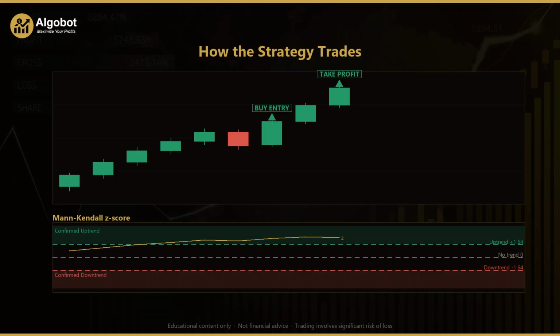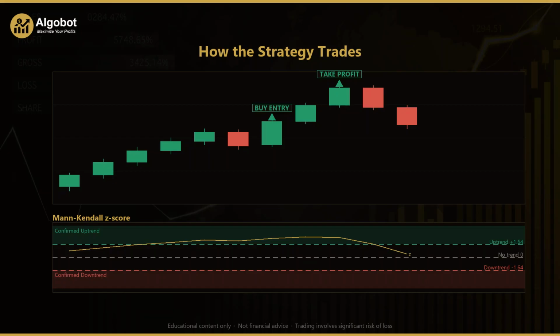Now watch how the picture changes. After that peak, the candles begin to roll over and turn red, and the z-score in the lower panel starts falling. It drops from the upper zone, crosses back through 0, and then pushes down through the red threshold line into the lower zone. The statistical trend has flipped. This is now a confirmed downtrend.